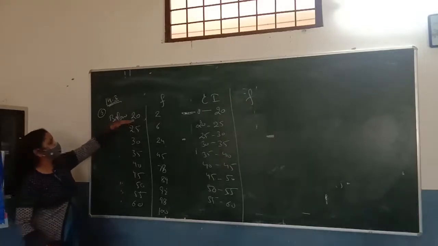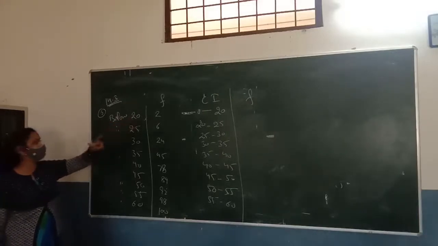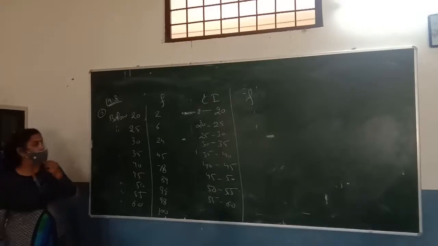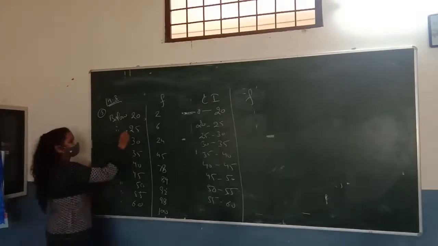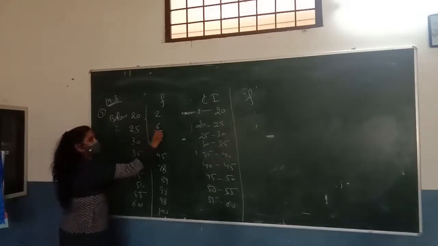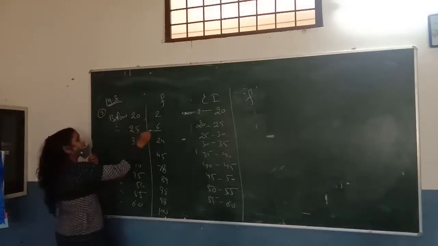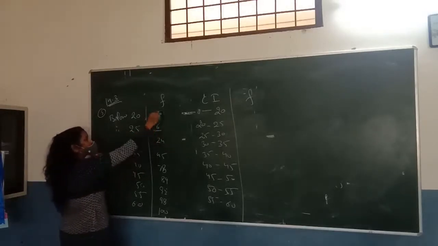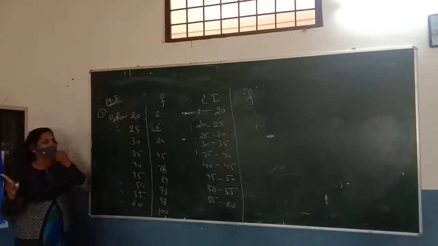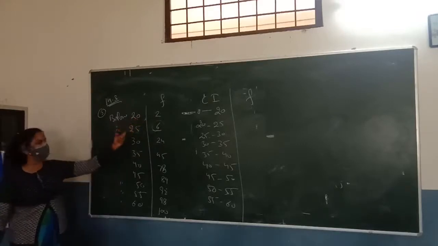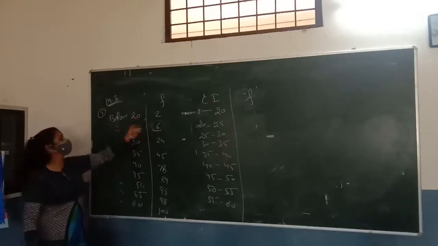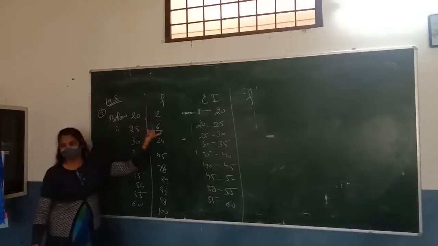Below 20 there is 2 frequency. It means there are 2 numbers below 20. Now below 25 there are 6 numbers. So in this 6, these 2 numbers will be included, because less than 20 there are 2 numbers and less than 25 there are 6 numbers. It means less than 20 marks is also included in this number, right?